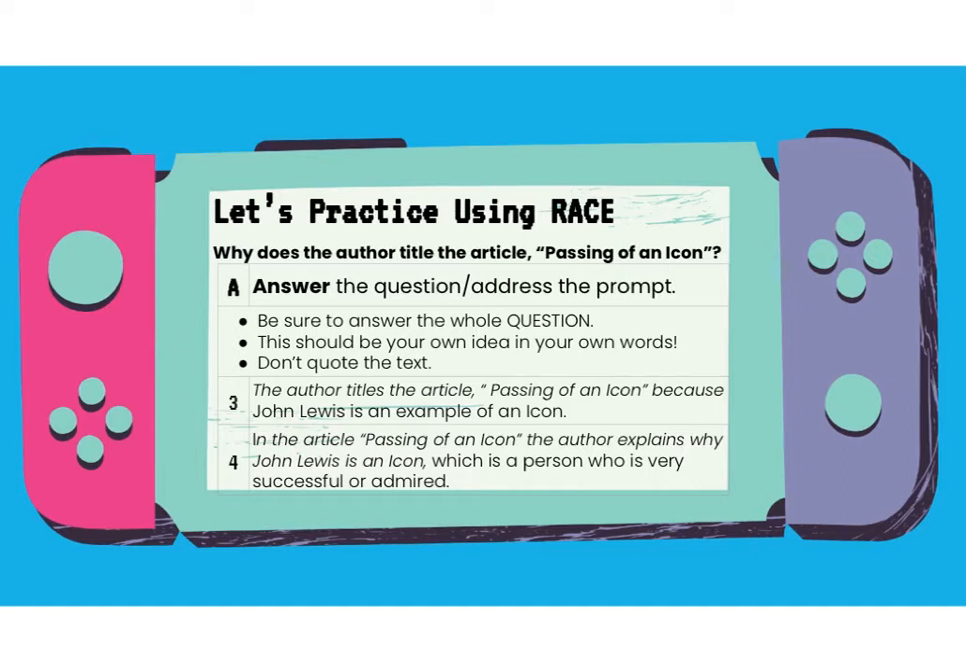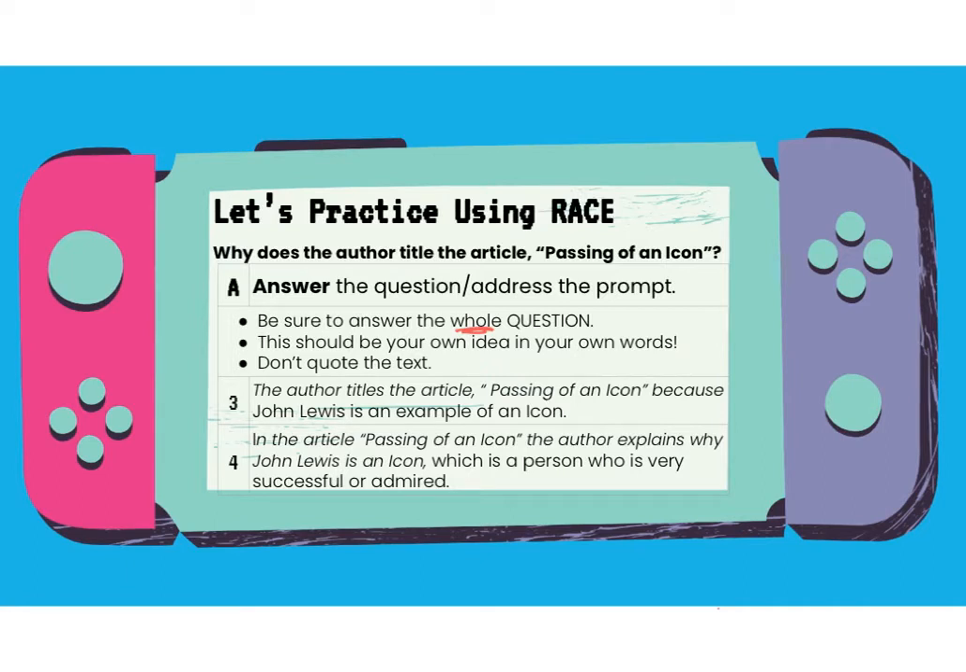Now we're going to answer the question. Remember, we want to answer the whole question. So this should be your own idea in your own words. Don't just lift from the quote. This is where you summarize the main idea. So remember when we read the gist and you said this is the main idea, that's what you're putting in here, right? So for example, the author titles the article Passing of an Icon.